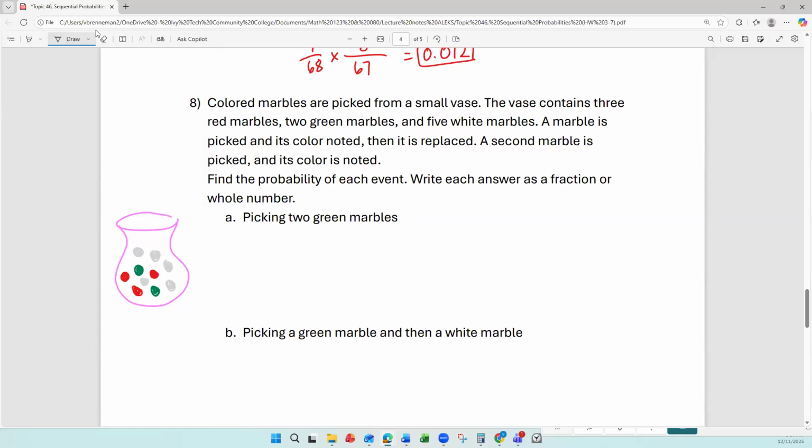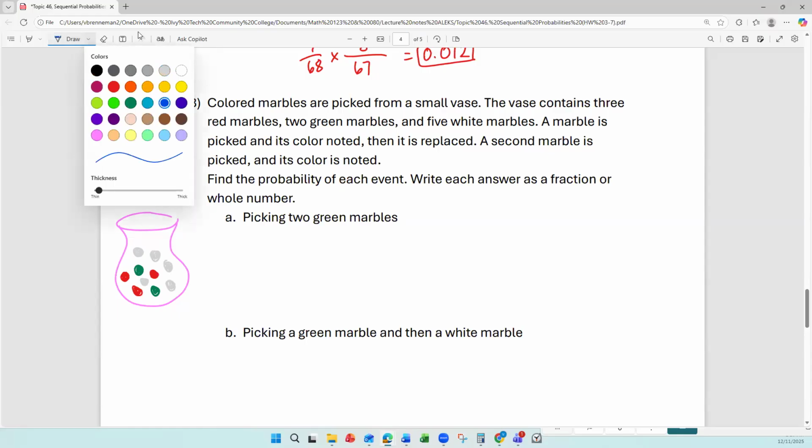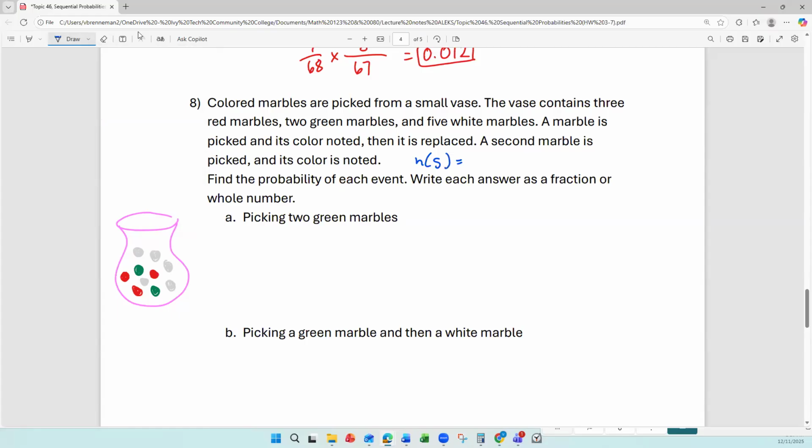For a total of 10 marbles. And we're going to pick a marble, note its color, put it back, repeat. So probably picking 2 green marbles, again, not picking 2 marbles at once to see if they're green, but picking one, put it back. So these are going to be independent because we're putting it back.